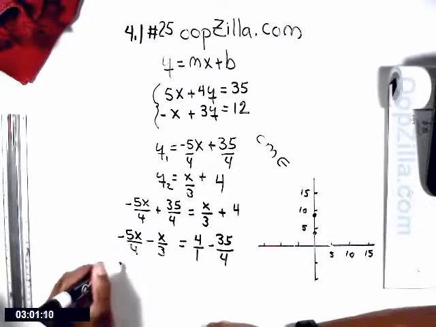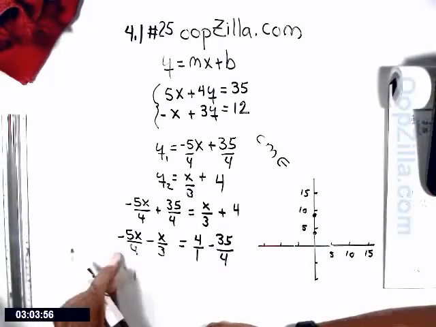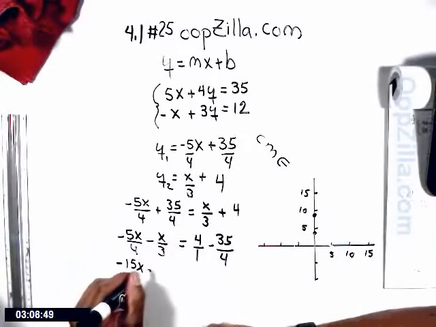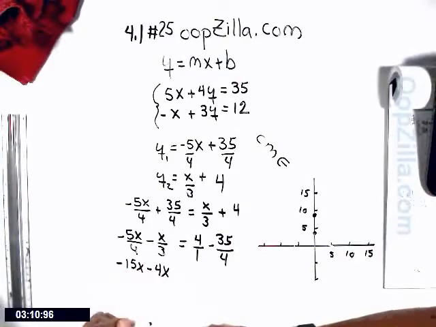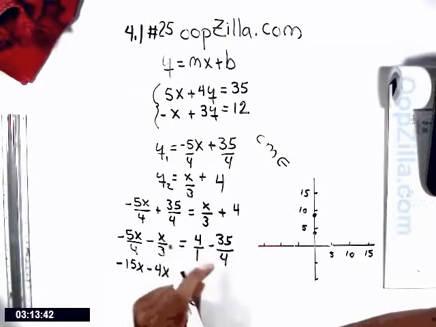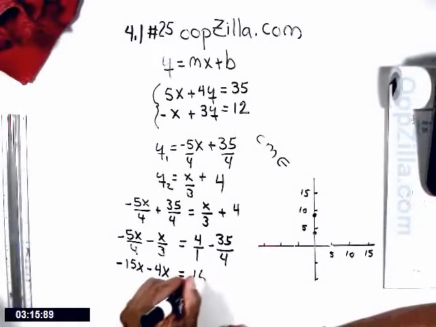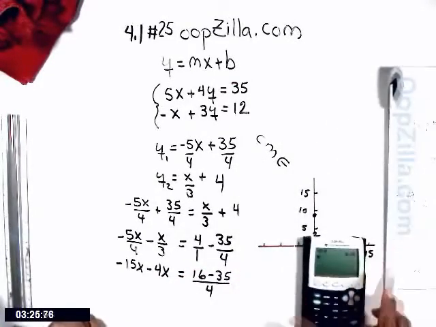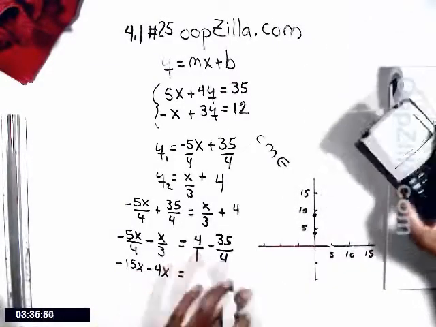This time, this is going to give you a minus 15x. This time, this is going to give you a minus 4x equal, just do this guy over here. This is going to be 16 minus 35 all over the 4, because this times this is 4. Let me just crunch this down a little bit so I can make my CME easier. 16 minus 35 is 19 over 4. So it's minus 19 over 4.